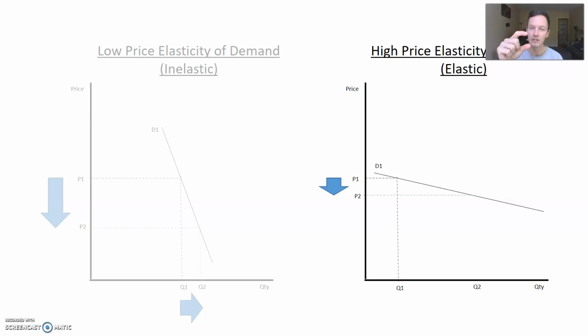But there's only been a tiny change in price, yet when we have an elastic demand curve, it has a significant increase in the quantity demanded. So a small change in price will represent a large change in quantity demanded.